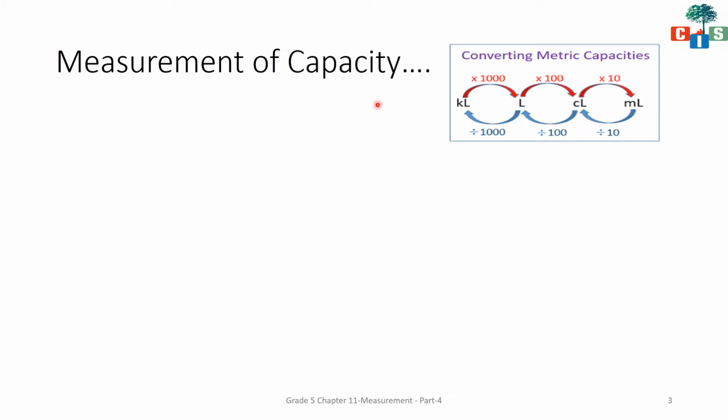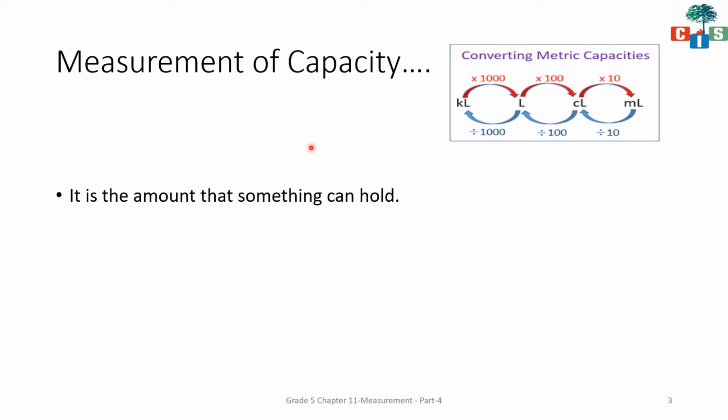Measurement of capacity. Scholars, first of all, we will understand the term capacity. Capacity is the amount that something can hold. Here something means a container or a vessel or a bucket. It also indicates the space occupied by a closed container or vessel. For example, if I say that the capacity of a water tank is 5 liters, it means that the water tank can hold water up to 5 liters.